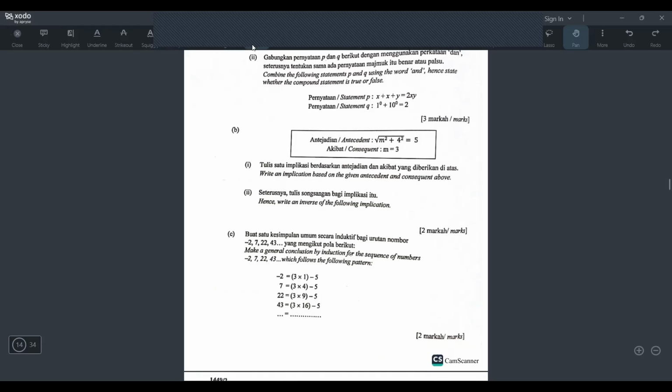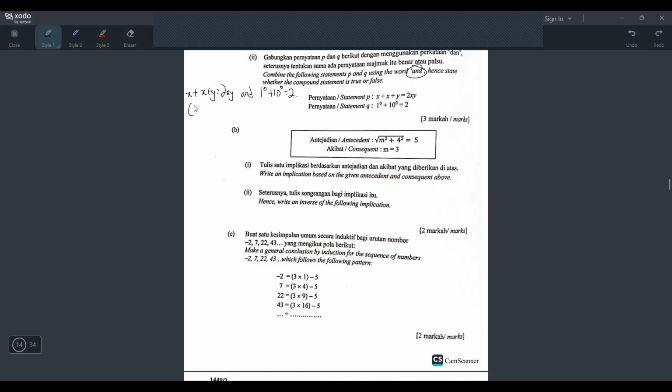So that's it. Number 2, combine the following statements P and Q using the word and, hence state whether the compound statement is true or false. So let's combine x plus y equals 2xy and 1 power 0 plus 10 power 0 equals 2. So this is how you combine using the word and. Like that, then you finish already. And then they say state whether the compound statement is true or false. So you have to determine the truth value.